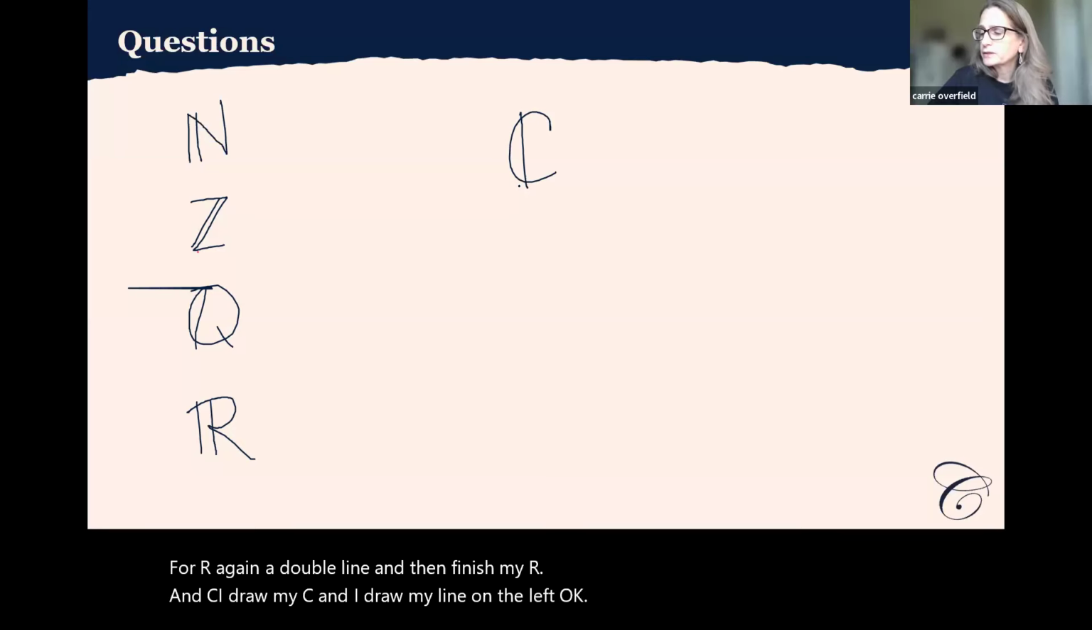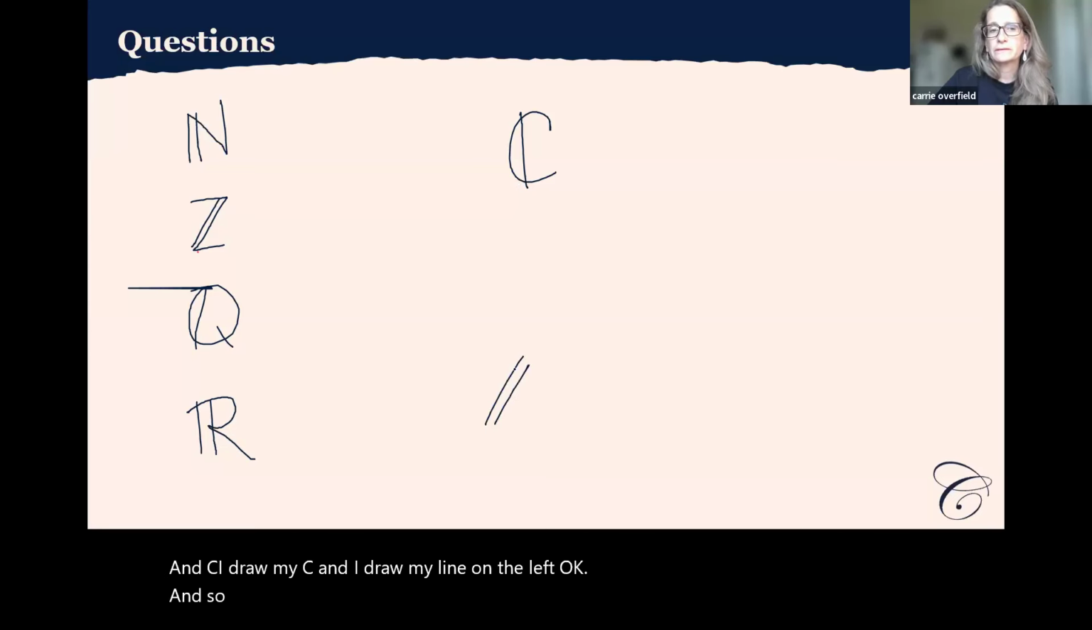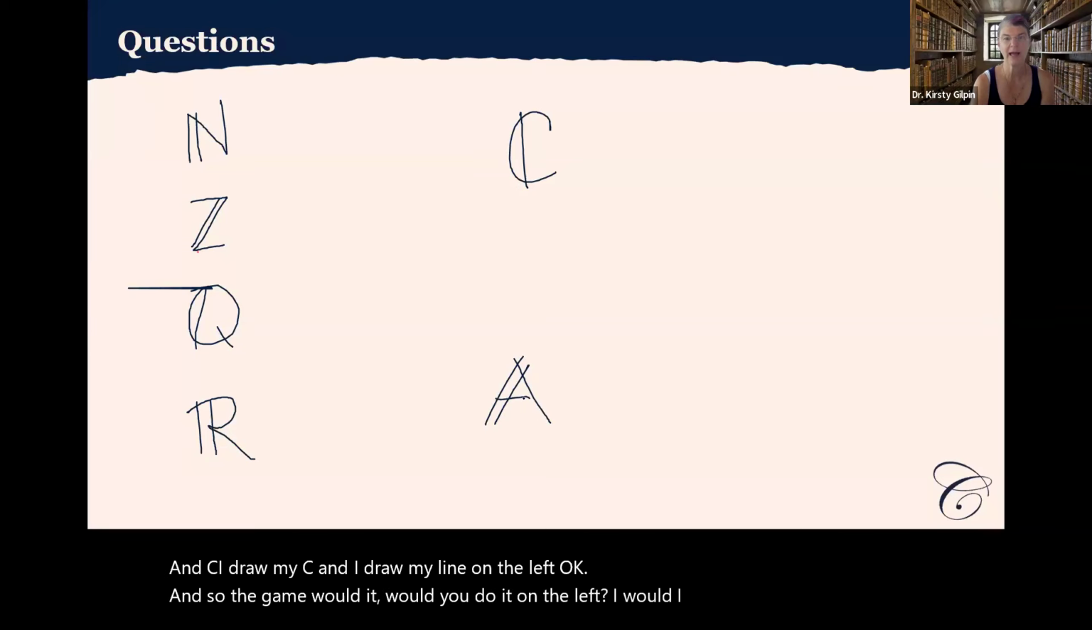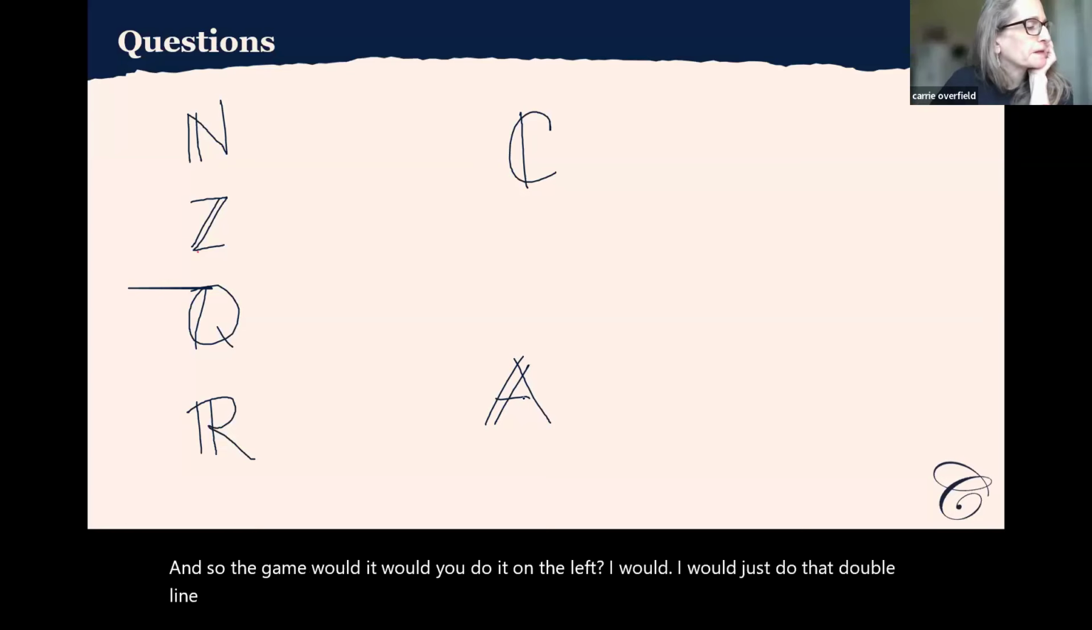And so the A, would you do it on the left as well? I would, yeah, I would double just on the left, that double line. Okay. Yep. All right, that is so helpful.